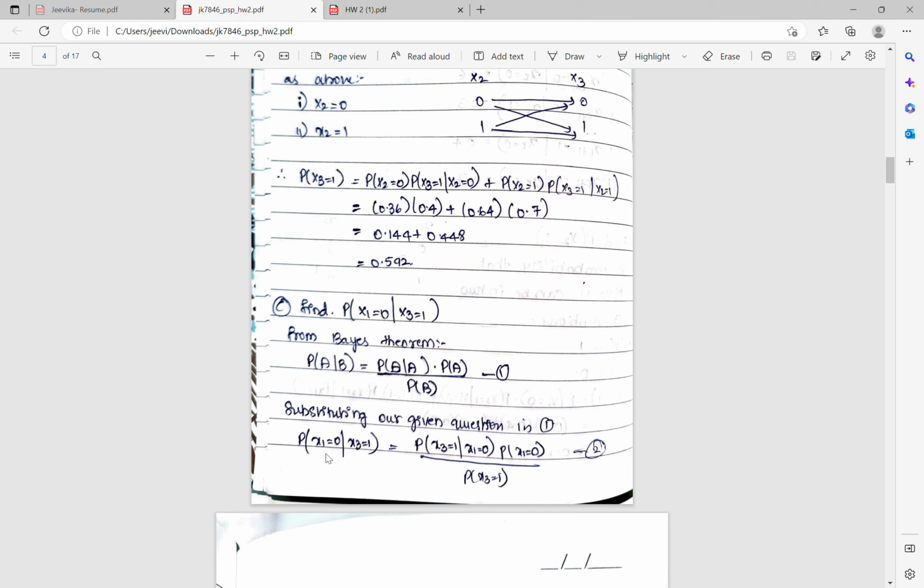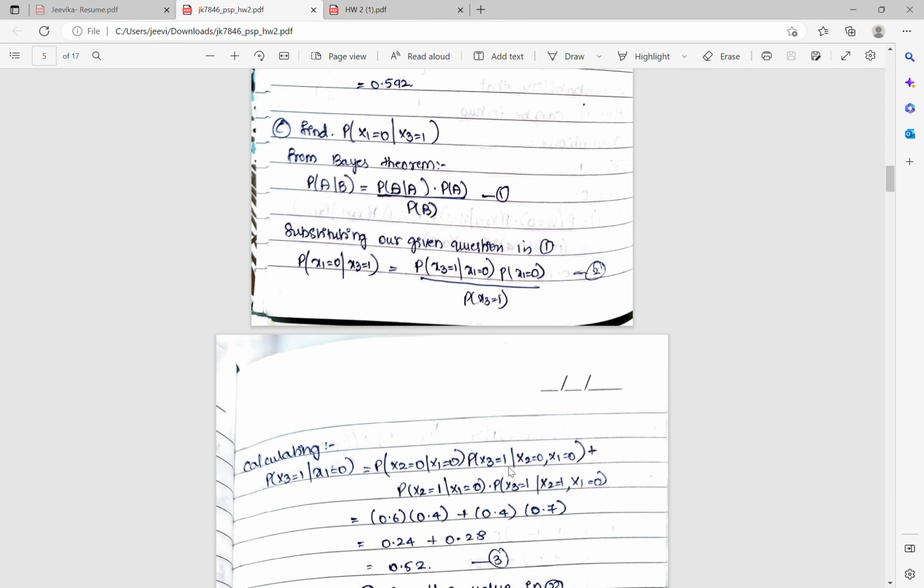So what we get here is that probability of x1 = 0 given x3 = 1 is equal to probability of x3 = 1 given x1 = 0 into probability of x1 = 0, divided by probability of x3 = 1.